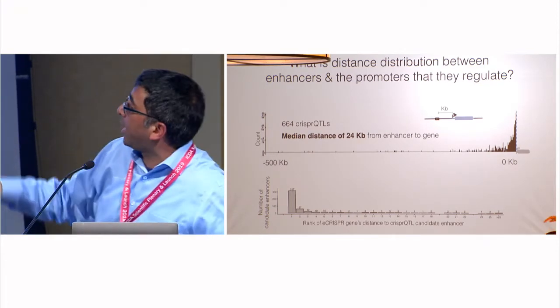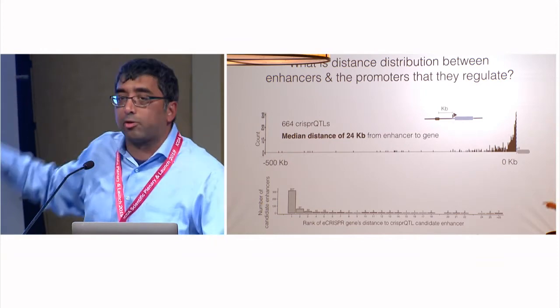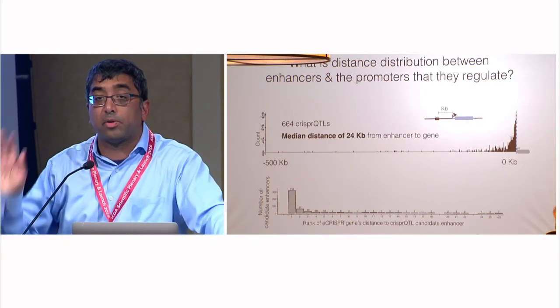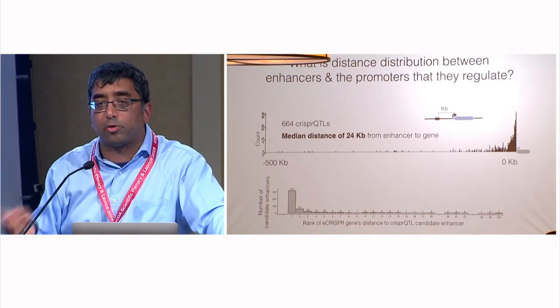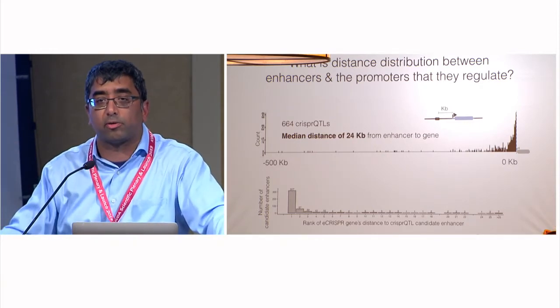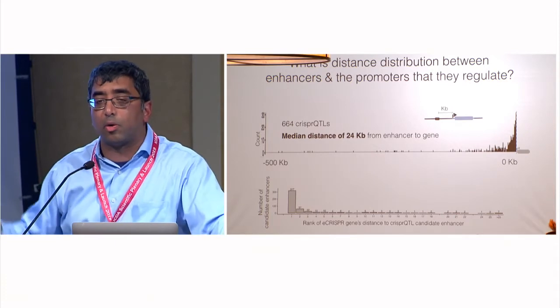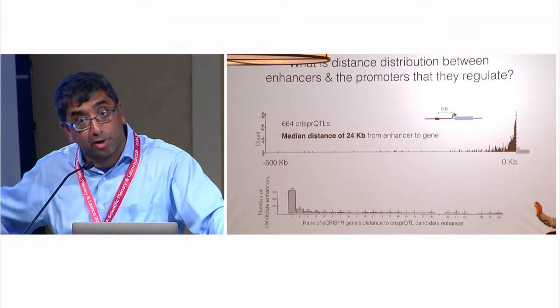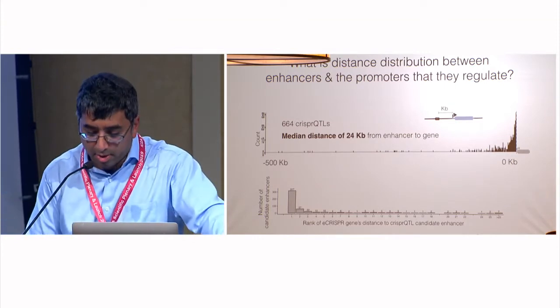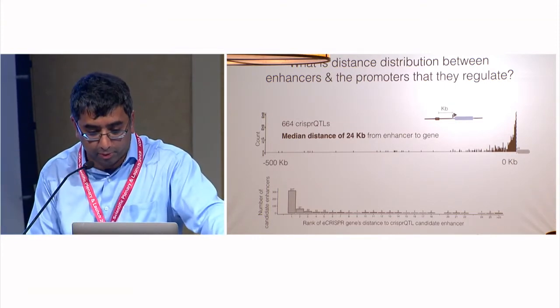And so when we look at it this way, we're basically testing hypotheses across a 500 kilobase region, but the vast majority of associations are between enhancers and promoters that are about 24 kilobases apart. So it's a median distance, right? So picking the nearest gene doesn't always work, but it often works, right? And this is kind of an outside check of that assumption, which is often used.